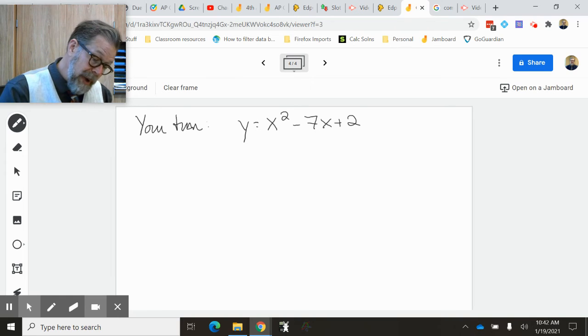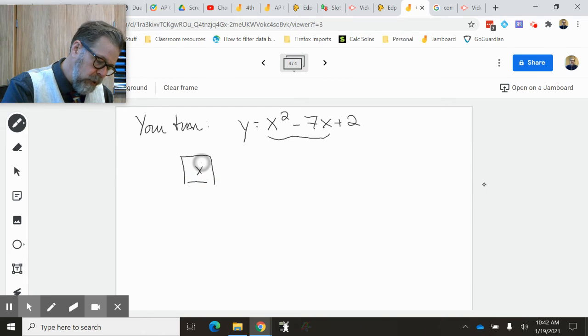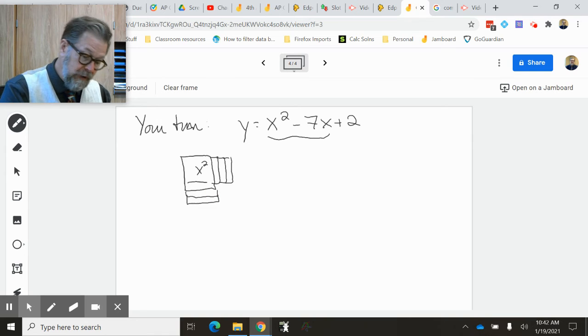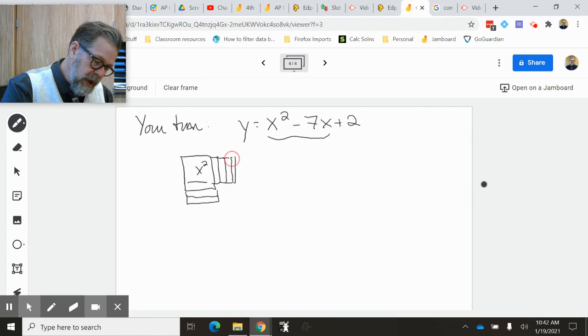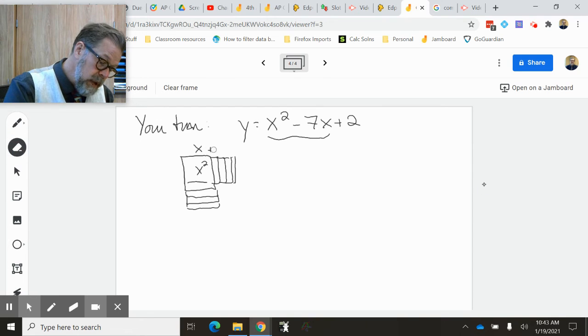All right, welcome back. What have we got here? Well, we've got our x squared. And because I'm splitting my 7 squares, I put 3 on each side. And I had 1 left over. So I put a half of that 1 on each side, giving me x minus 3.5. Hopefully you caught that when you were doing this problem.